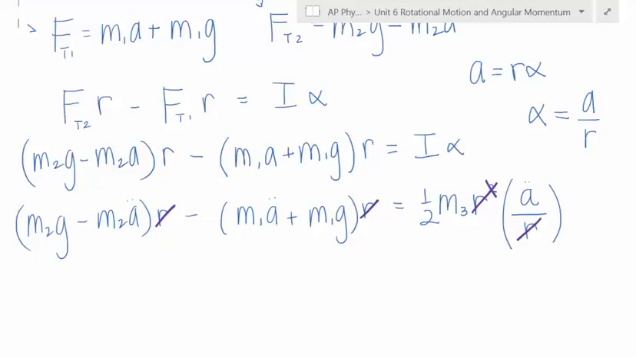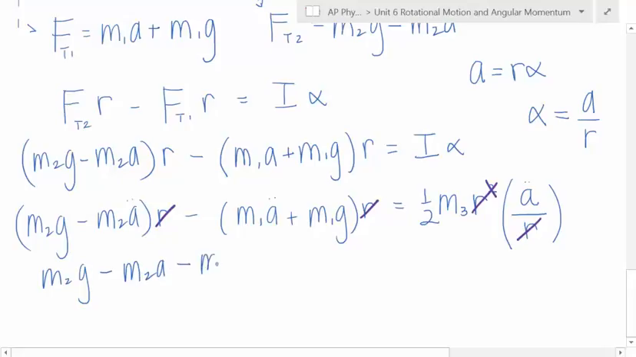So, oh my goodness, we're left with M2G minus M2A minus M1A. Don't forget to distribute your negative sign. Minus M1G is equal to 1/2 M3, that's the mass of the pulley, times A. Whoosh.